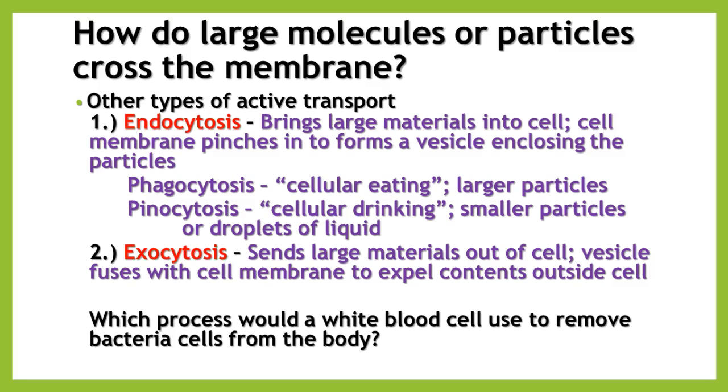The second type of active transport involving larger particles is exocytosis. Exo means outside, and so this sends large materials outside the cell. A vesicle contains molecules from the cell, either waste products or products of the cell metabolism like proteins or hormones. The vesicle produced from the Golgi apparatus can fuse with the cell membrane and expel the contents outside the cell. So if you have a white blood cell that's removing bacterial cells from the body, then of course the process will be endocytosis, specifically phagocytosis.